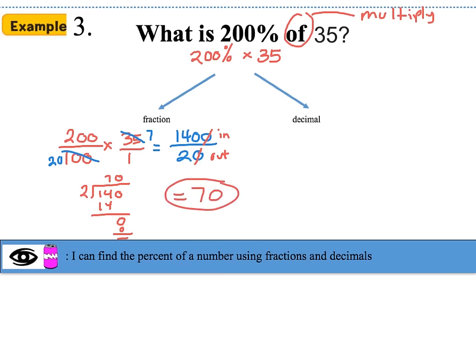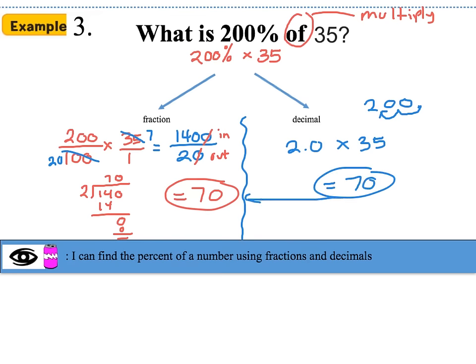Let's try doing the same problem using decimal forms now. If I want to make 200% look like a decimal, I can just divide by 100. So my decimal form becomes 2.0. If I multiply that with 35, because "of" means to multiply, and I multiply 35 times 2, I still get 70. Notice that both answers are the same. So using both methods, I can still say that 70 is 200% of 35.